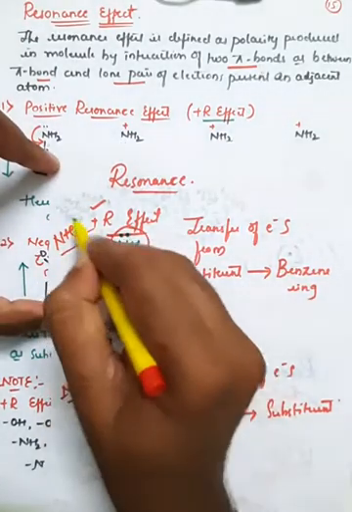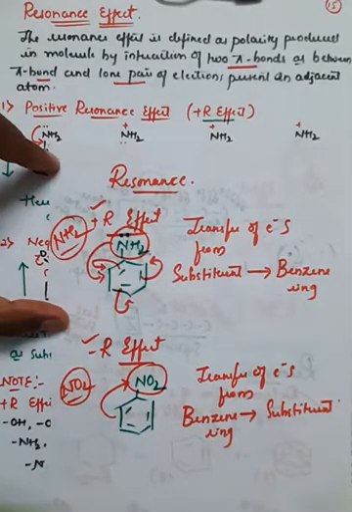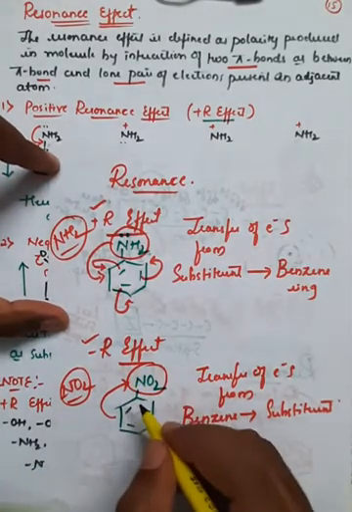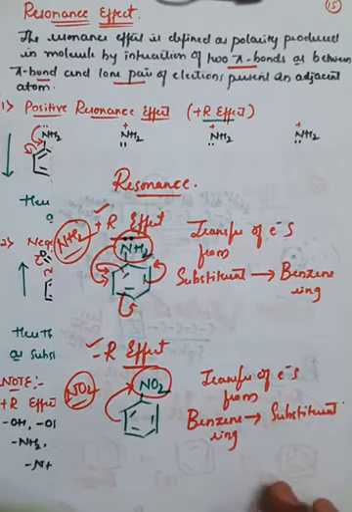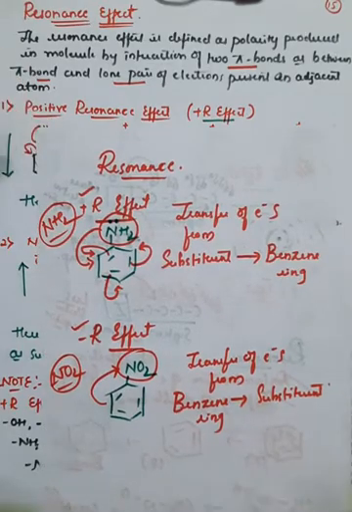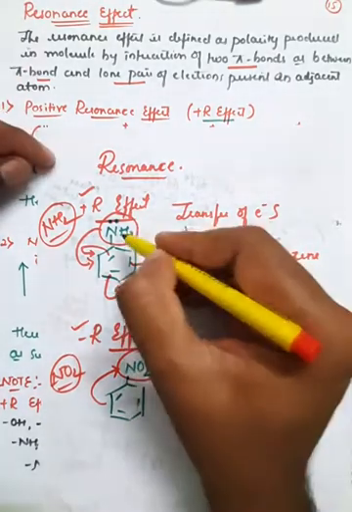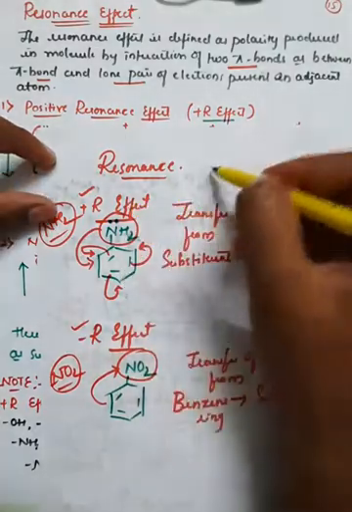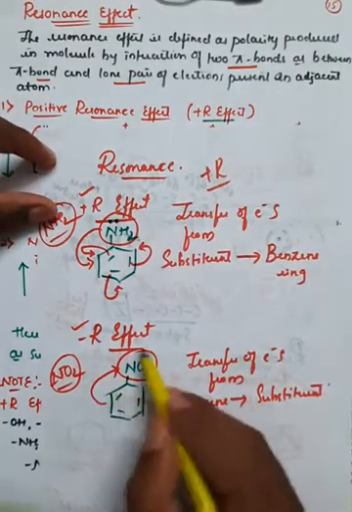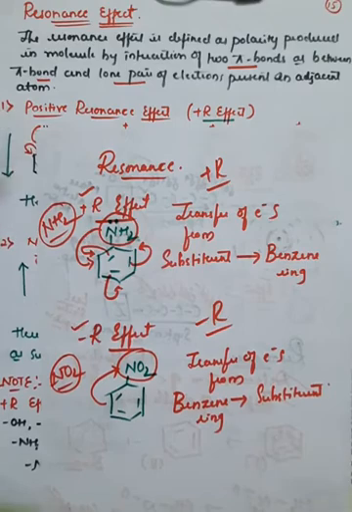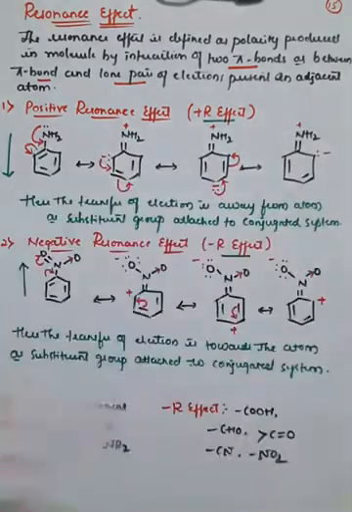Therefore, the substituent group which is present on the benzene ring has the ability to change the resonance effect. If it is bonded with NH2, it will form a plus R effect, and if it is bonded with NO2, it will form a minus R effect, right? There are certain examples in which the molecule bonded with the benzene ring represents the plus R effect as well as the minus R effect. We'll see some of the examples here.